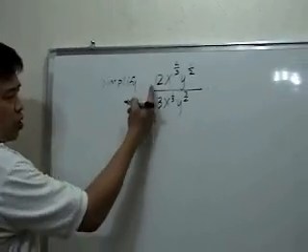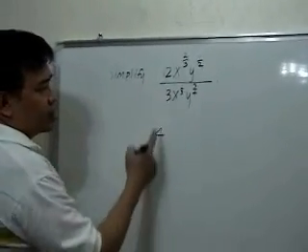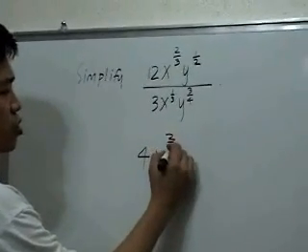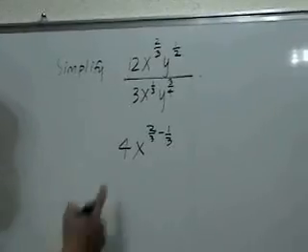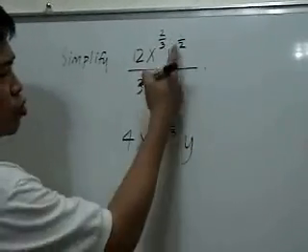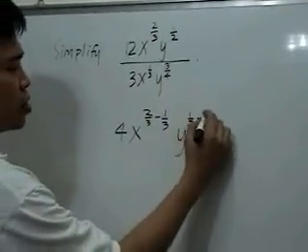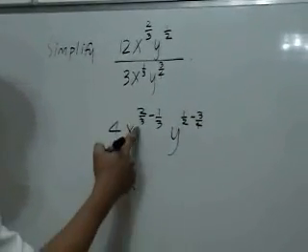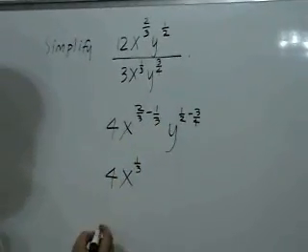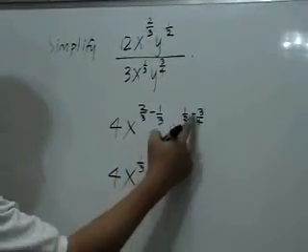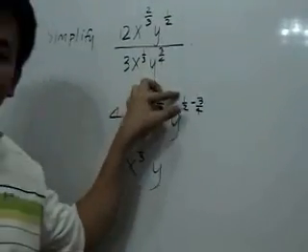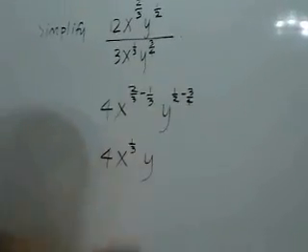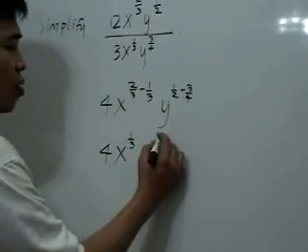So we start with 12 divided by 3, and that is equal to 4. And x^(2/3) divided by x^(1/3) is x to the 2/3 minus 1/3. And for the y terms, we have y to the 1/2 minus 3/4. So we have 4x to the 2/3 minus 1/3, which is 1/3, times y to the 1/2 minus 3/4. 1/2 can also be written as 2/4. 2/4 minus 3/4 is negative 1/4.